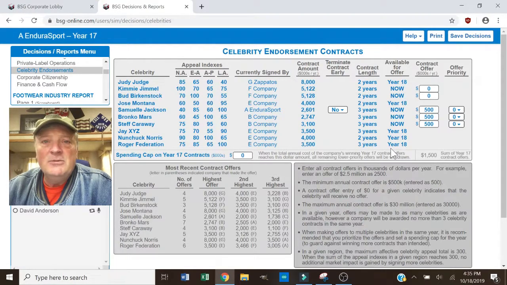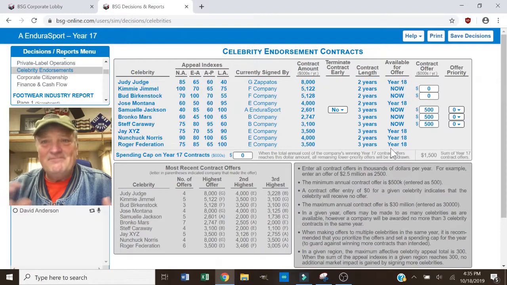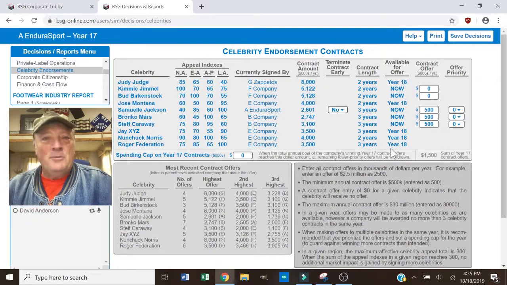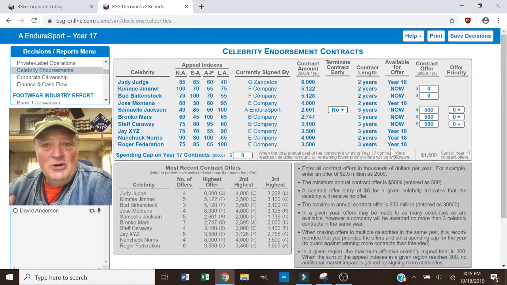Like I said, you can only go up to 300 maximum per region, and that kind of spreads the wealth so that other people have an opportunity to get celebrities as well. But don't ignore this either. This is a big multiplier when it comes to marketing and selling shoes.